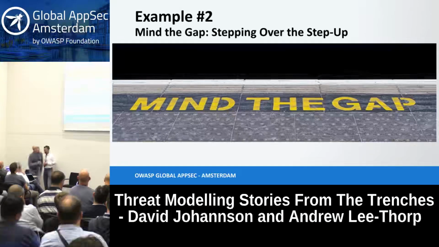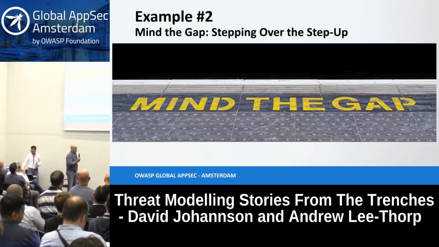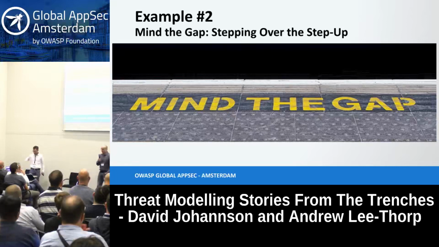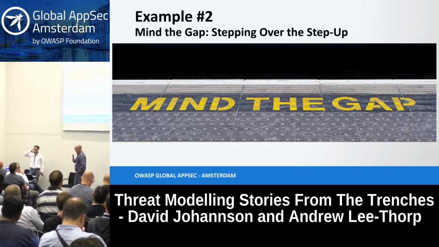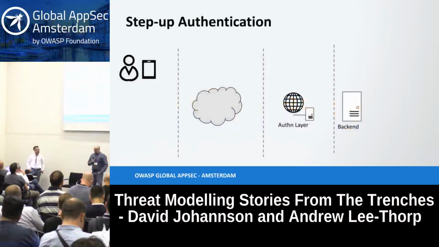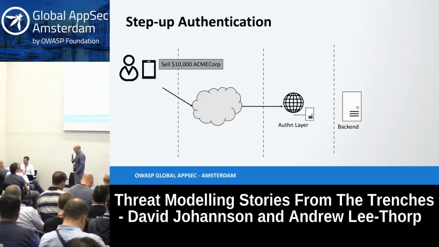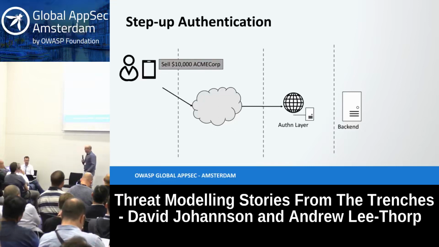Okay. Good. So the next example we're calling mind the gap, stepping over the step up. Imagine you have a system that does step up authentication. Let's just go through it. We have a few layers which we've simplified slightly. You go over the internet. You get an auth layer. Maybe there are access control checks as well. Ultimately, you have a backend. So we've simplified this slightly, but the essence of the problem is described in this diagram.